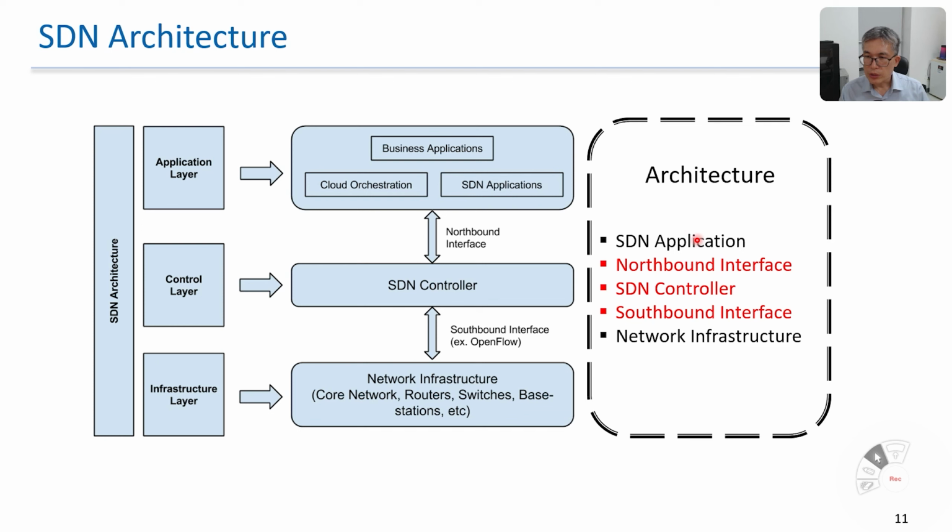So the architecture, in summary: the SDN application is in the application layer, and the northbound interface is the interface between the application layer and control layer. The SDN controller governs SDN switches according to the user's demand. And the southbound interface is used to deliver low-level policy or requirements to appropriate network infrastructure. Okay.